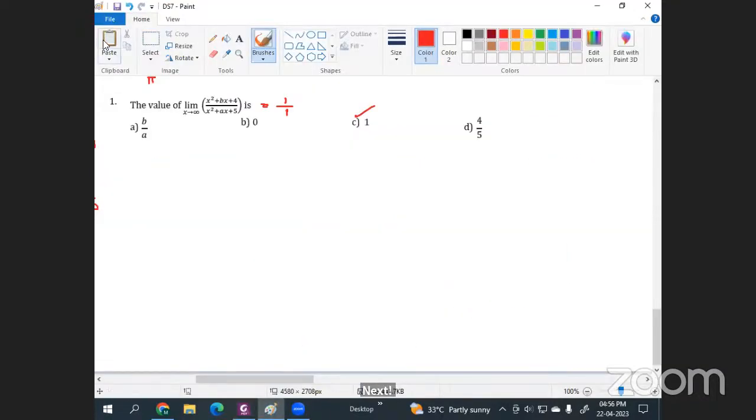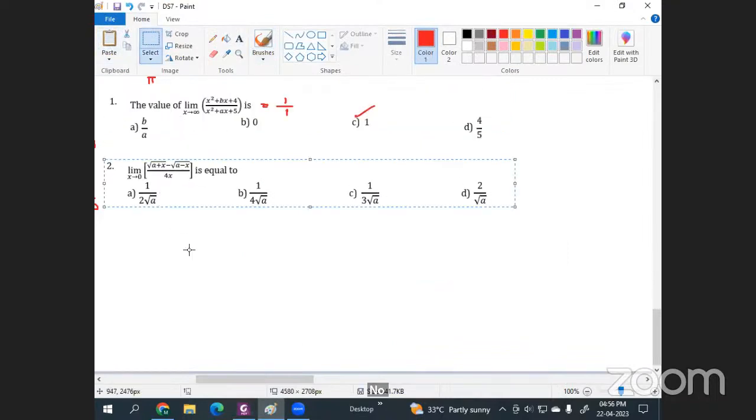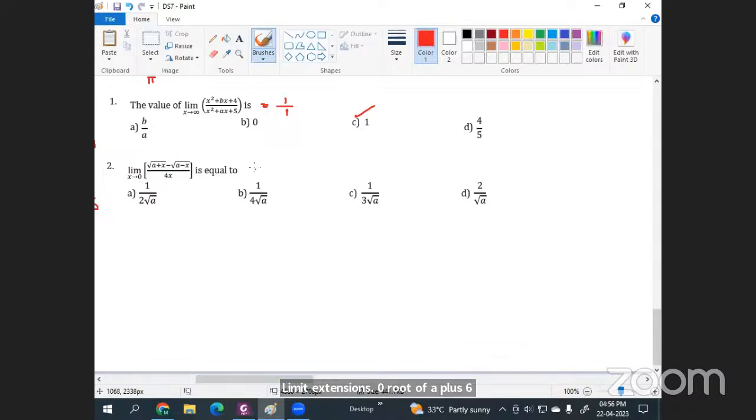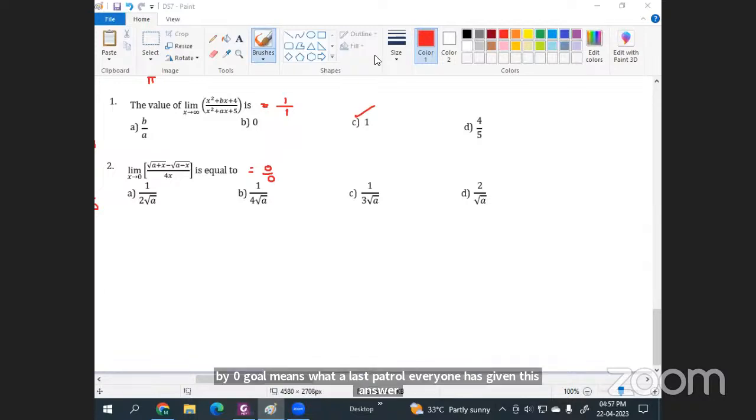Second question. Limit as x extends to 0, (root of a plus x minus root of a minus x) by 4x. Now we are getting a 0 by 0 form, right? So apply the 0 by 0 form means what? L-hospital rule. Everyone has given this answer. Most of the people have given the right answer. Good.